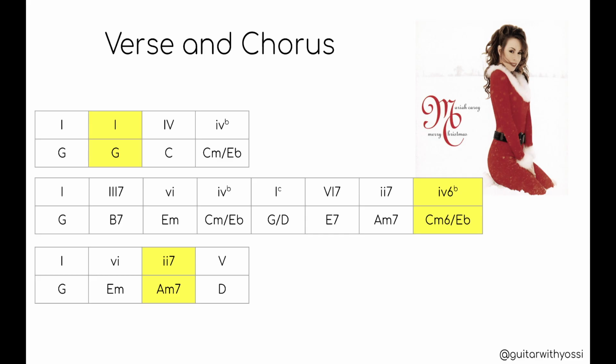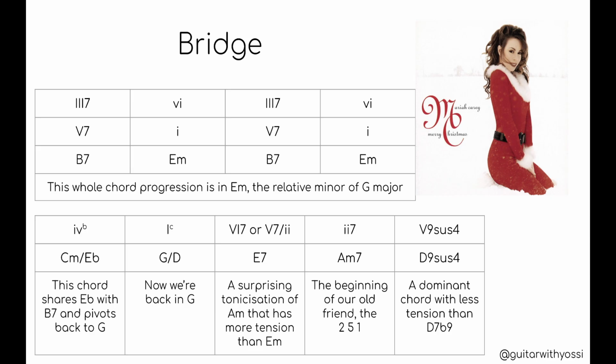Okay, let's move on to the bridge. So the bridge starts with B7, going to E minor, B7 again, E minor. So that whole progression is in E minor, which is the relative minor of G major. As we talked about before, this B7 is the 3/7 of G, but really it's tonicizing E minor. So we actually think of it as a 5/7 going to a 1, which is E minor.